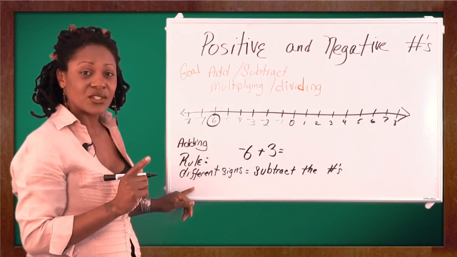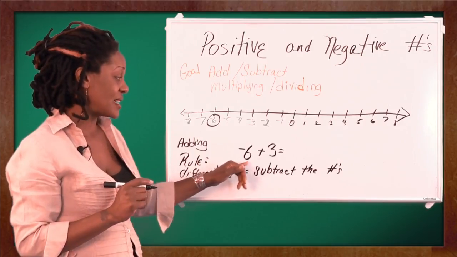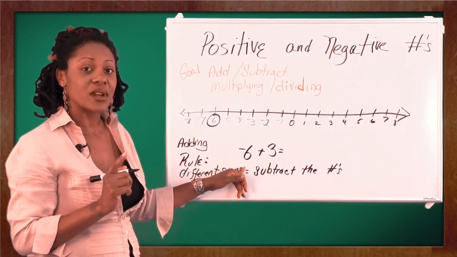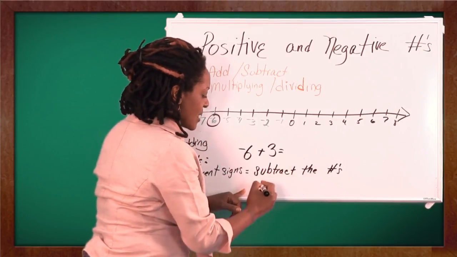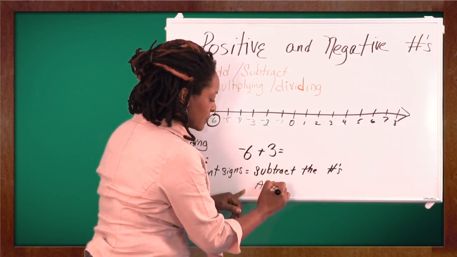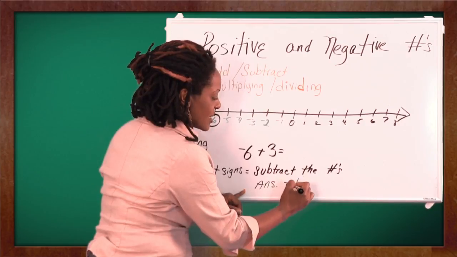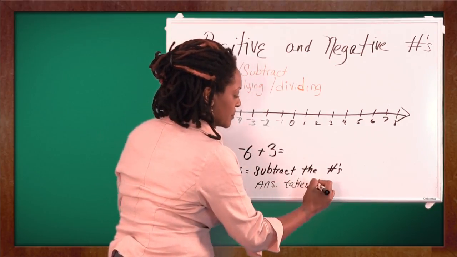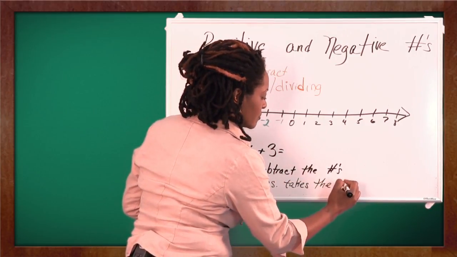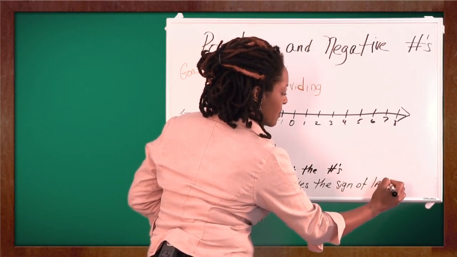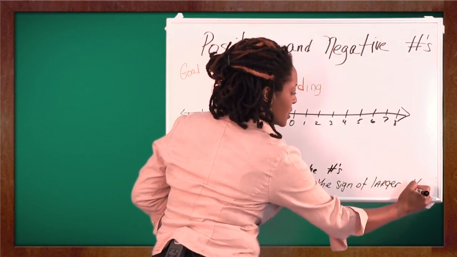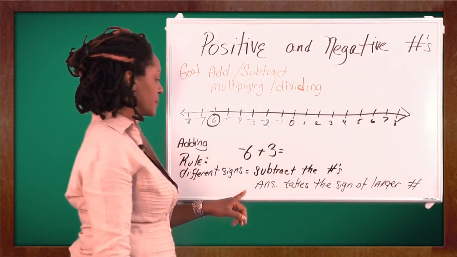Now remember, that's just the rule when the signs are different and we're adding. Okay, so subtract the numbers and the answer takes the sign of the larger number. And I'm going to step out of the way, give you a chance to write this all down.